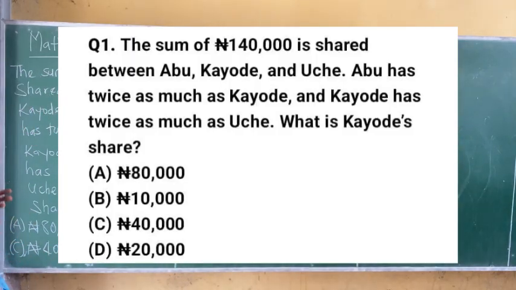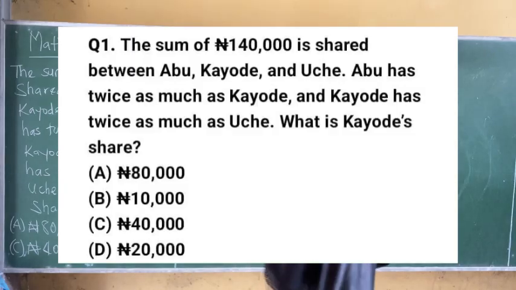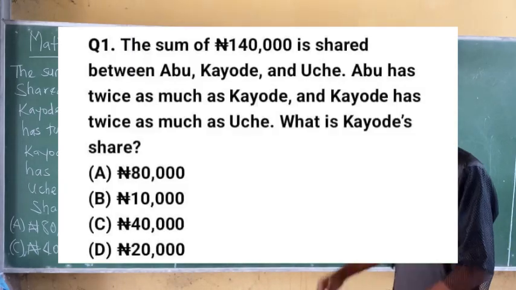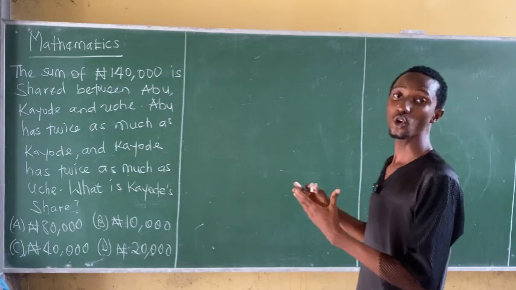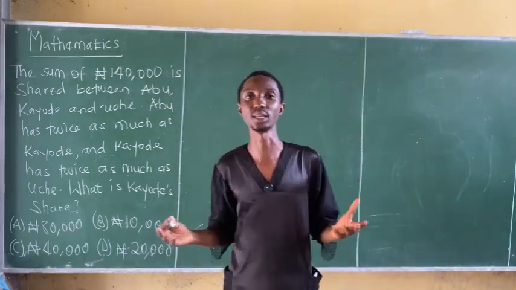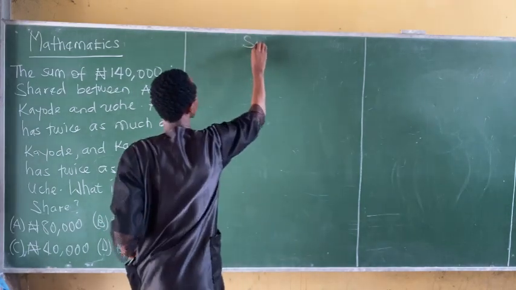What is Kayode's share? Option A, we have 80,000 naira. Option B, we have 10,000 naira. Option C, we have 40,000 naira. And option D, we have 20,000 naira. When you're faced with this kind of questions, you don't need to panic. The first thing you need to do is solution.